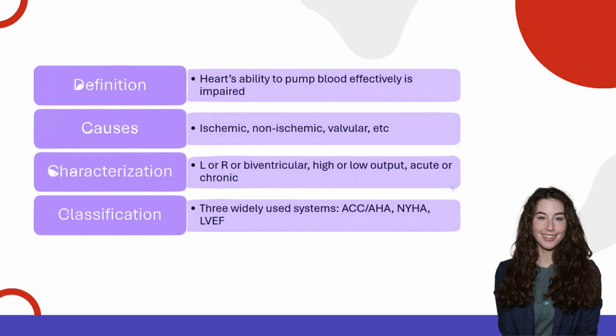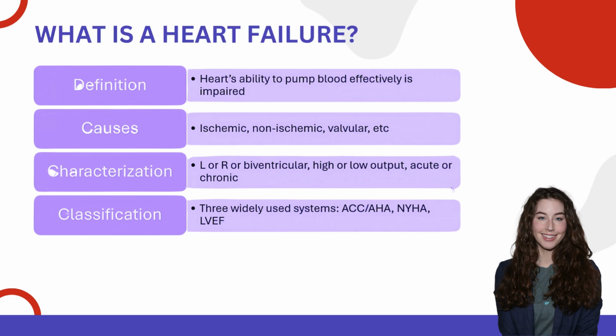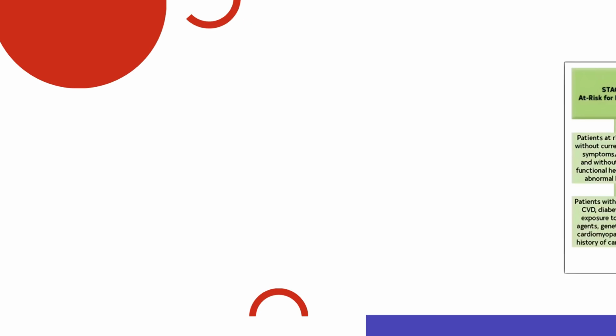There are many different causes of heart failure. So ischemic, non-ischemic, valvular, etc. And you can even further classify it by left or right or by ventricular, high or low output, acute or chronic. It's a very wide range, but typically you will see three widely used systems, and these should be documented in all of the patient charts. So you have the ACC, the NYHA, and then you can also go by the left ventricular ejection fraction.